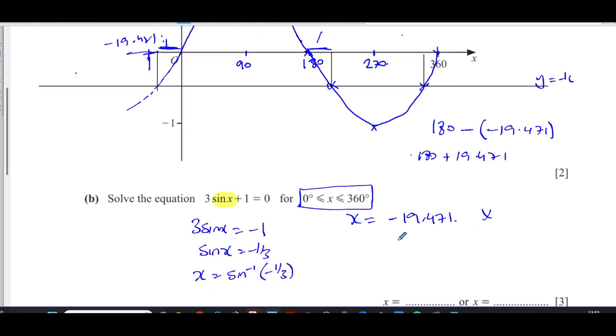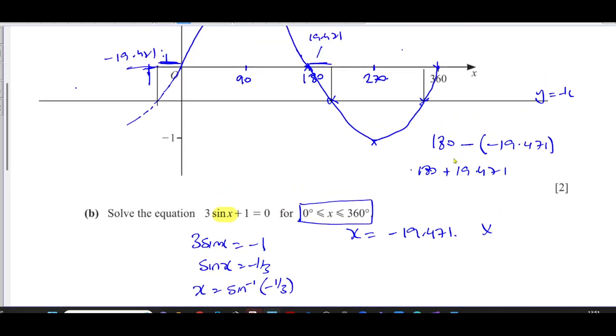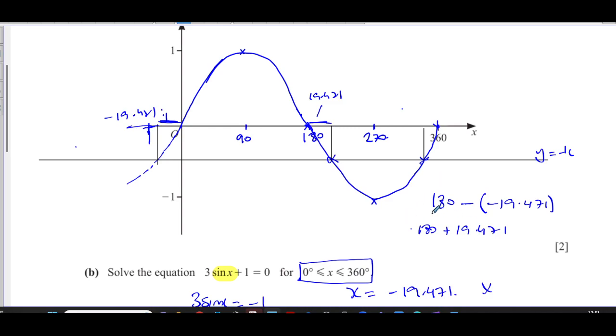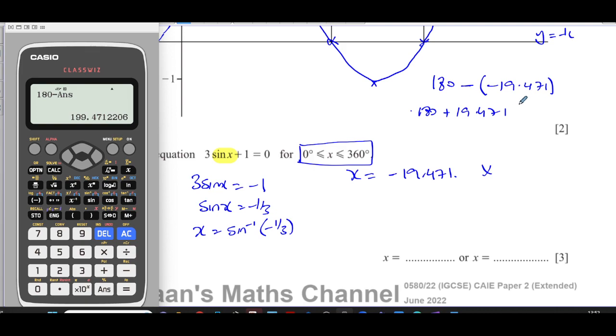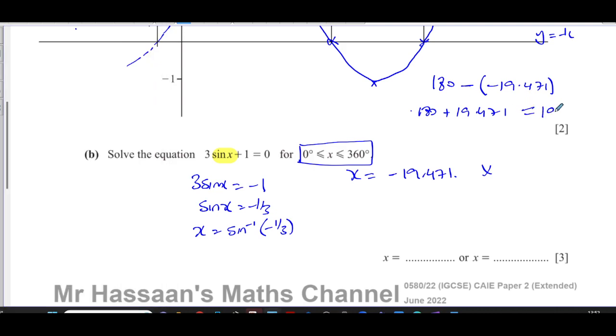But without even drawing the curve, we can understand from this that to find the other value for the sine curve, you get the principal solution by the calculator, and 180 minus that will give you the other solution. In this case, 180 minus that is going to be 180 plus 19.471. So we take our answer and we do 180 minus the answer, and it gives us 199.471. So that's one of our answers, which we're going to round in the end when we write it there.